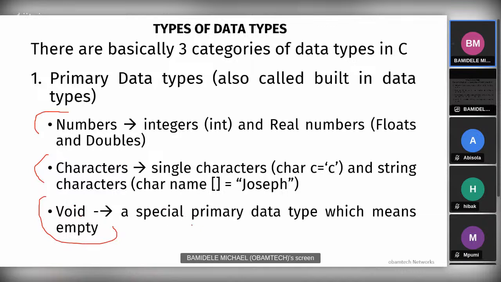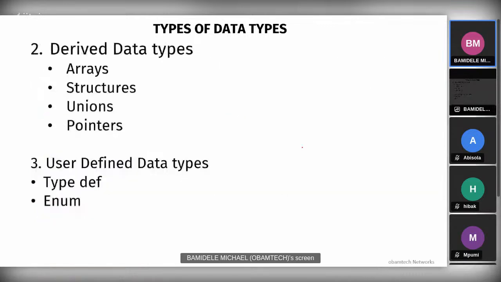It means it is a data type that means empty. So it's a special primary data type. Among the three categories of data type, we have talked about the primary data types, which involve numbers, characters, and void. And don't forget numbers, we've talked about it under constant. There are two types. It can either be an integer or a float.